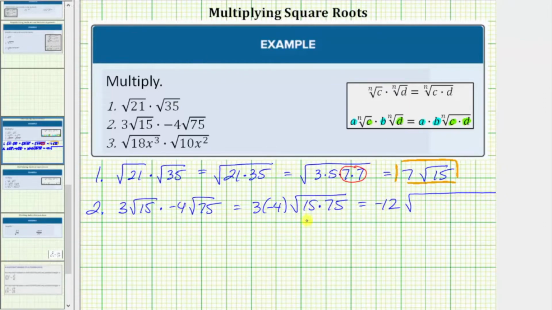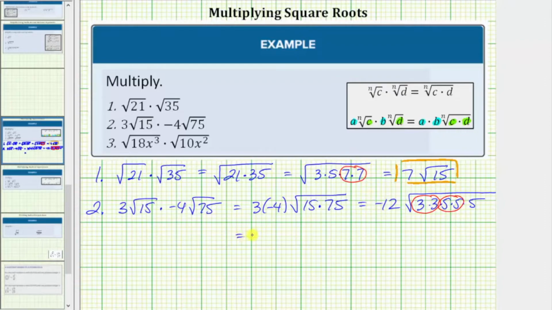Now let's determine the prime factorization of 15 and 75. 15 is equal to 3 times 5, 75 is equal to 3 times 25, and 25 is equal to 5 times 5. So the prime factorization of this product is 3 times 3 times 5 times 5 times 5. And now we circle the perfect square factors of the radicand. 3 times 3 is a perfect square, and so is 5 times 5.